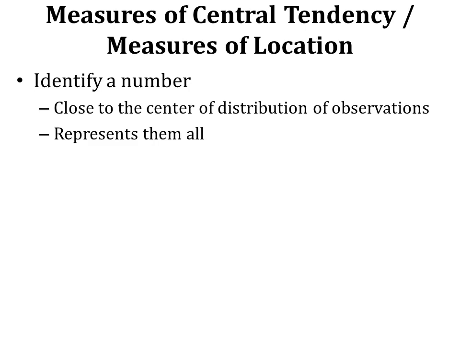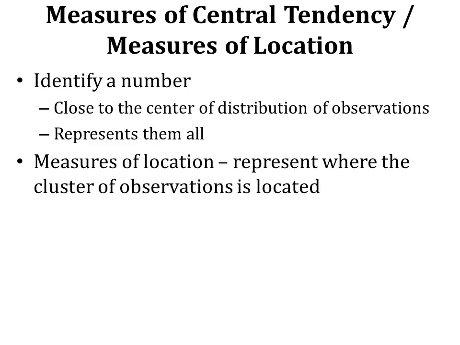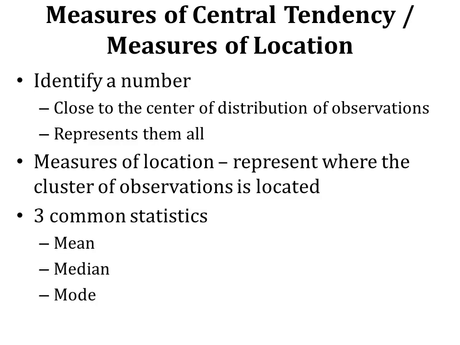So that number is the central number, and the measurement or calculation of that number is known as the measures of central tendency or measures of location. So measures of location represent where the cluster of observations is located, and there are three common statistics for that: mean, median, and mode.